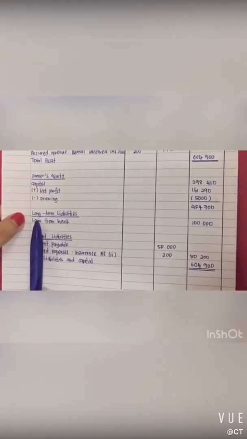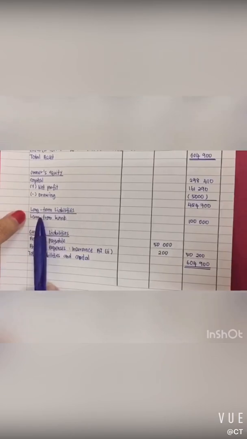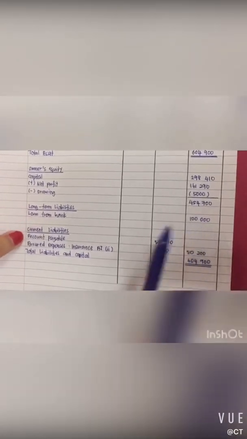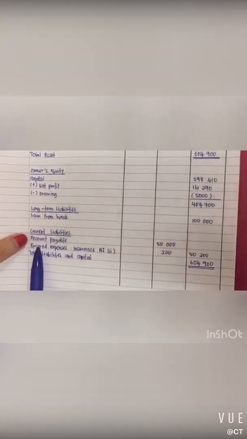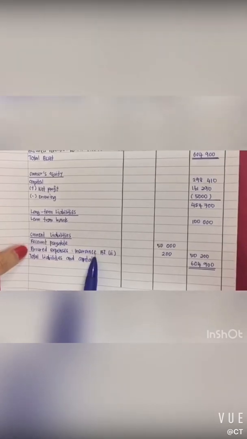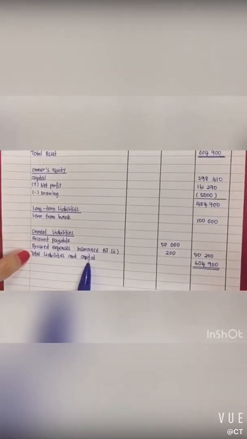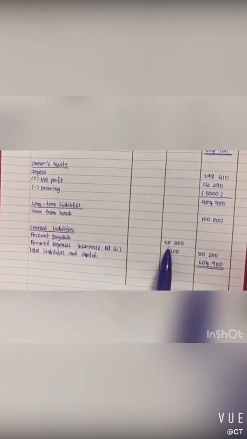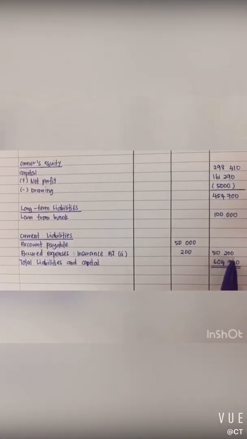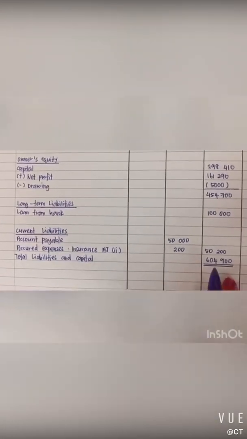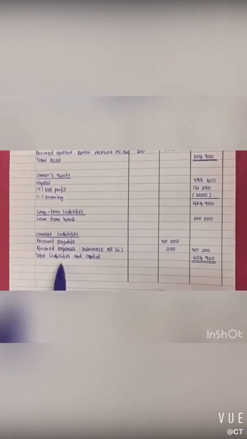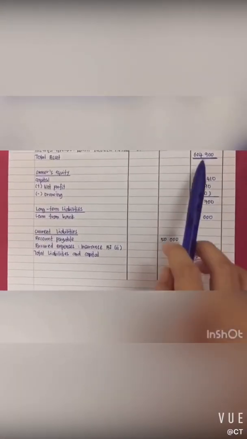454,700. So next, long-term liability. For long-term liability is loan from bank, which is 100,000. For current liability: account payable, accrued expenses, insurance from additional information, and total liabilities and capital. For account payable is 500. For accrued expenses is 200. For insurance is 50,200. For total liability and capital is 604,900. Last but not least, total liability and capital should balance with total asset.